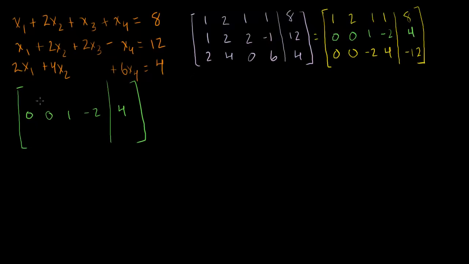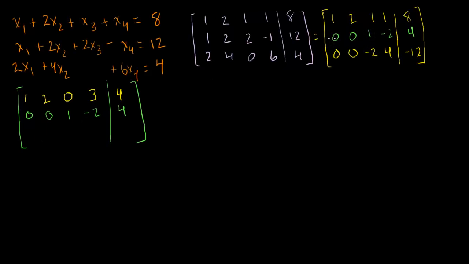So 1 minus 0 is 1. 2 minus 0 is 2. 1 minus 1 is 0. 1 minus minus 2, that's 1 plus 2, which is 3. And then 8 minus 4 is 4. There you go. And now how can I get rid of this guy? Well, let me replace row 3 with row 3 plus 2 times row 2, right? Because then you'd have minus 2 plus 2 times this, and they'd cancel out.